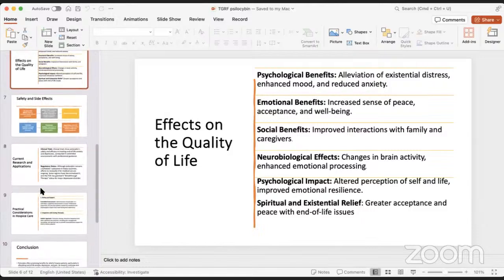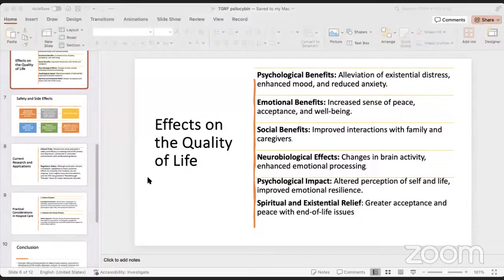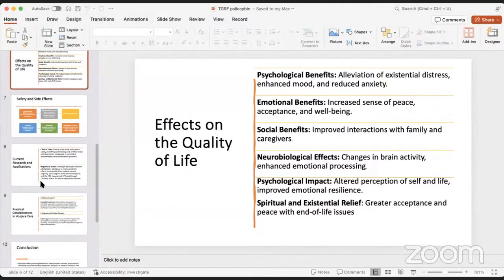Yeah, so my name is Moazir Abdelrahman. I'm going to present the last part on psilocybin effects in hospice care. First, I'm going to talk about the effects on quality of life: psychological and emotional benefits like alleviation of existential distress, enhanced mood and reduced anxiety, and increased sense of peace, acceptance, and well-being. Social benefits include improved interaction with family and caregivers. Neurobiological effects include changes in brain activity and enhanced emotional processing. Psychological impact includes an altered perception of self and life and improved emotional resilience. Spiritual and existential relief means greater acceptance and peace with end-of-life issues.